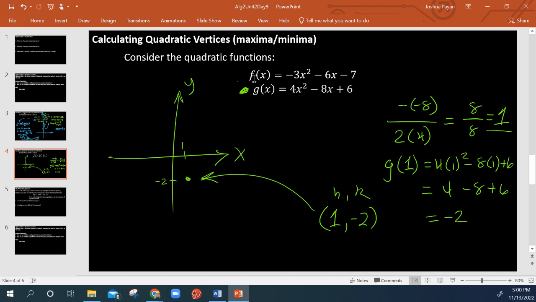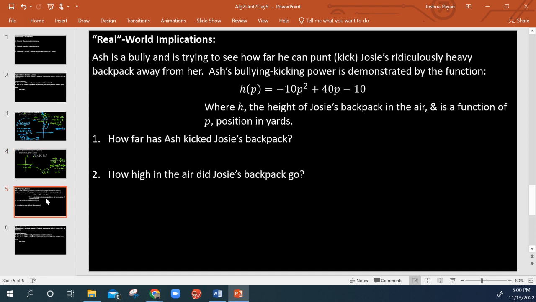Okay, so one last example we're going to look at, and this is kind of a ridiculous, real world, quote unquote, example. So Ash is a bully trying to see how far he can kick Josie's ridiculously heavy backpack away from her. This kicking power is demonstrated by this function right here. Okay, so where h is the height of Josie's backpack in the air, and it's a function of p, or position in yards.